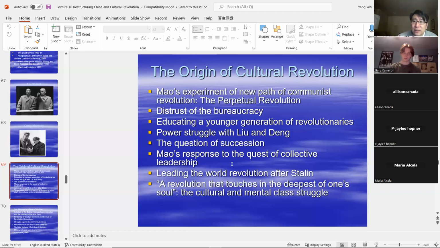Fourth, he wanted to find a new generation of successors. Remember, succession is always a big problem for communist states, right? After the old dictator dies, how are you going to find the next dictator? How are you going to find the next ruler? It's a difficult question, right? Since Mao doesn't trust the party anymore, he wants to find a new generation of successors among young revolutionaries. So he wanted to give them this environment of a revolution to find the new successors. So there are multiple purposes.